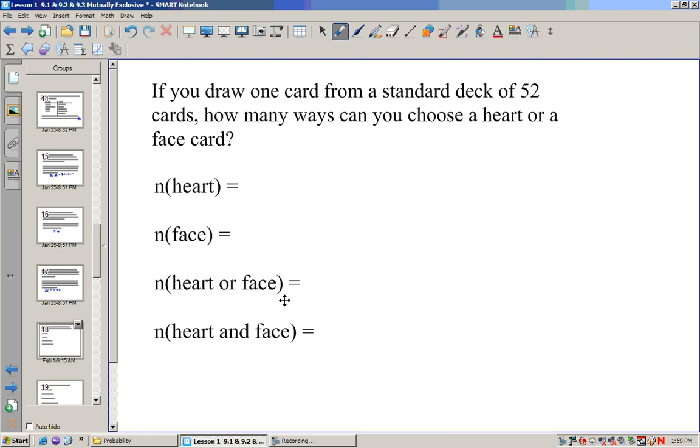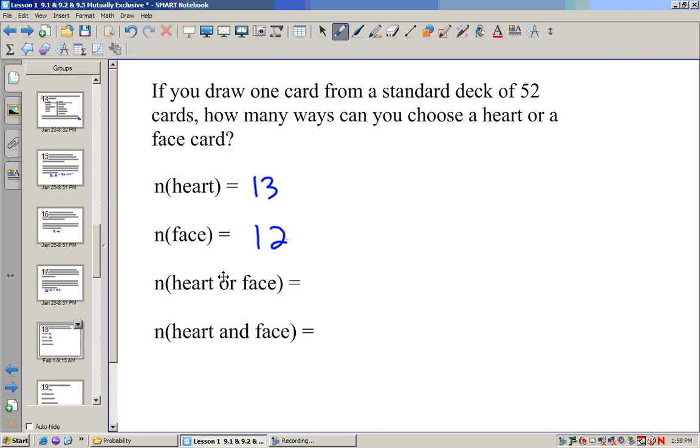If you draw one card from a standard deck of 52 cards, how many ways can you choose a heart or a face card? Well, first, let's just think about how many ways we can choose a heart. There are 13 cards in a deck. How many ways can we choose a face card? There are 3 of them in a deck. Oh, no, face cards, there's actually 3 times 4, which is 12.